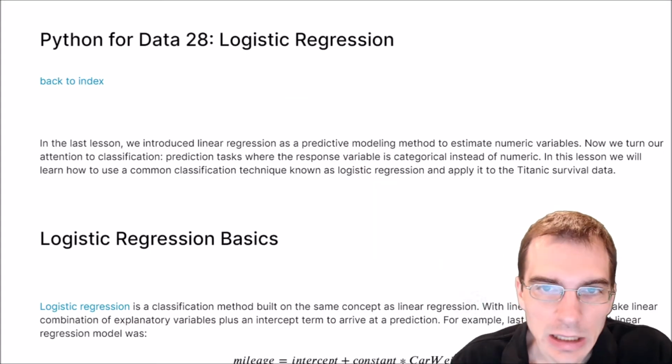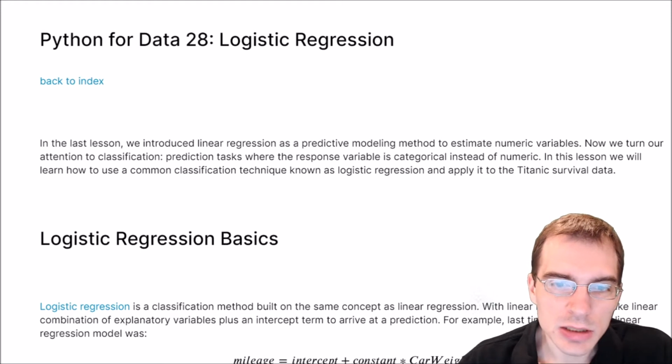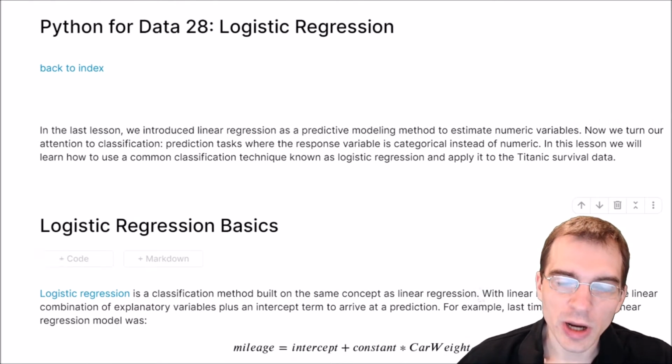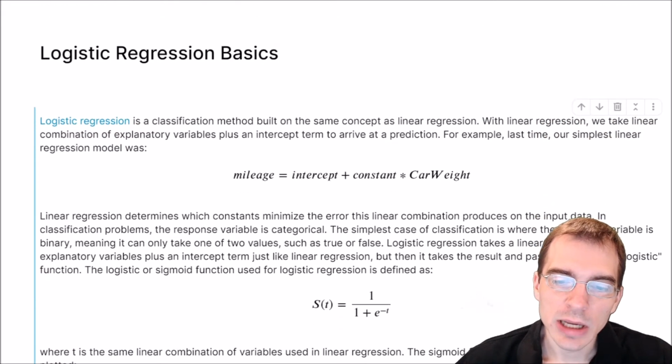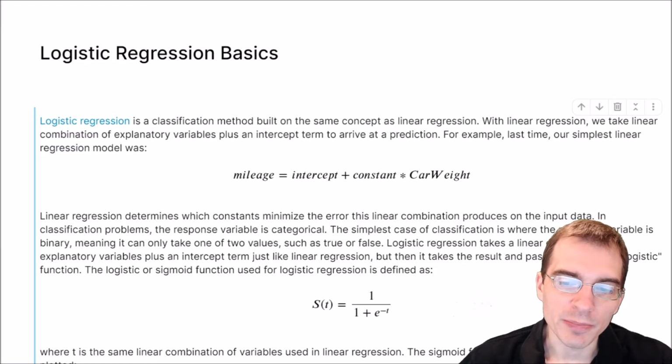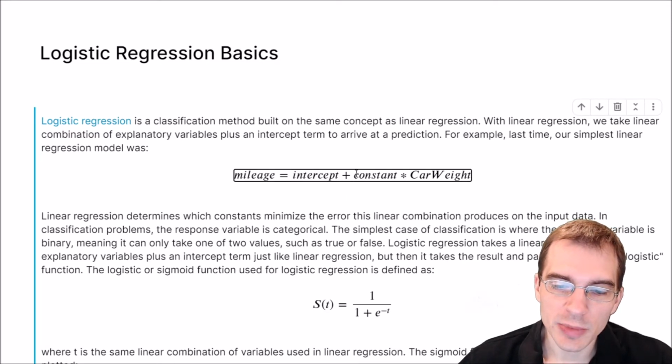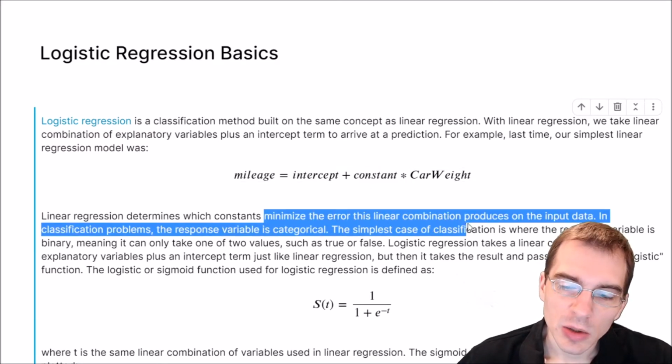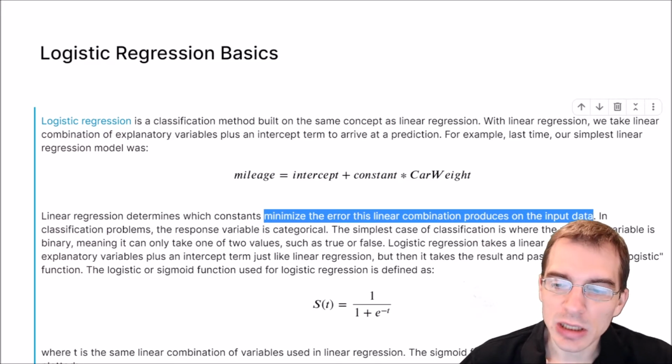Hello everyone. In this lesson, we're going to learn about the basics of logistic regression and how to carry out logistic regressions using Python. Now, logistic regression is a classification model that's built on the same basic concept as linear regression. With linear regression, we took a linear combination of explanatory variables plus an intercept term to arrive at a prediction. So what linear regression was doing is it determined which constants, coefficients, or weights minimize the amount of error when making predictions on the input data itself.